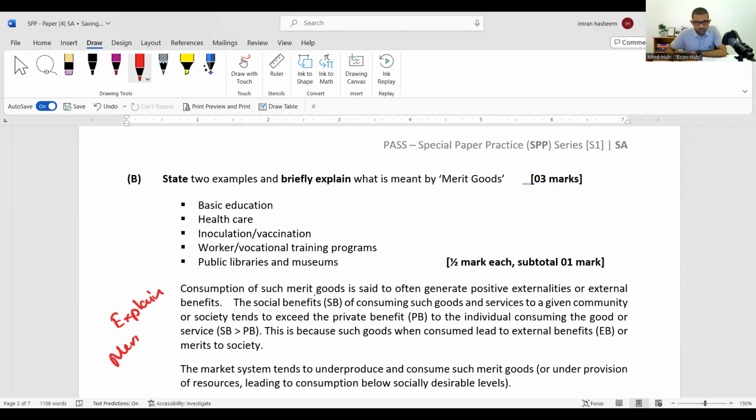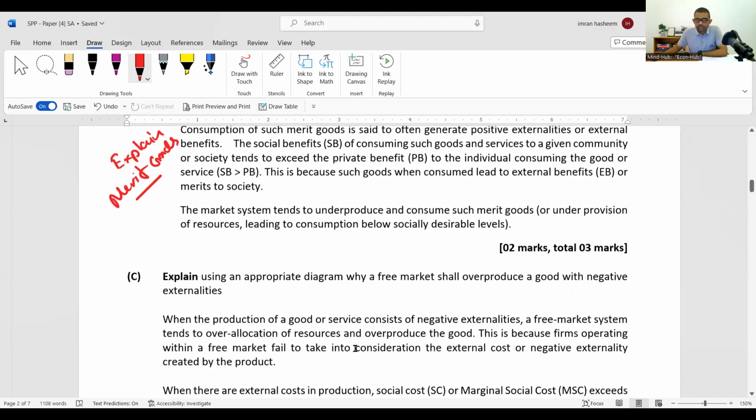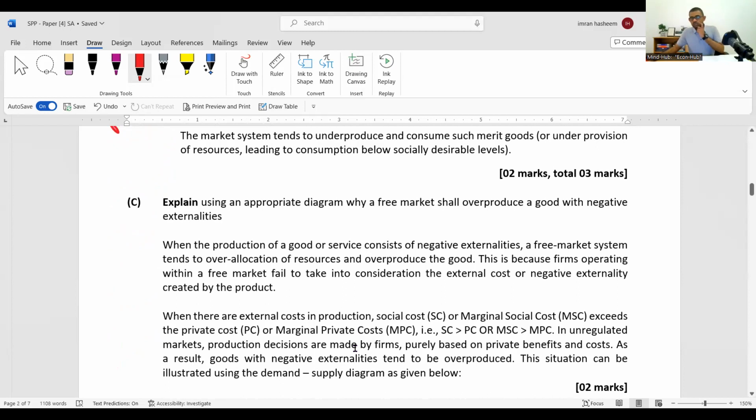Explain merit goods. So please use this answer and try to bring it into your way of writing also when you talk about merit and demerit goods. You can adjust accordingly. Explain using an appropriate diagram why a free market shall overproduce a certain good with negative externalities.